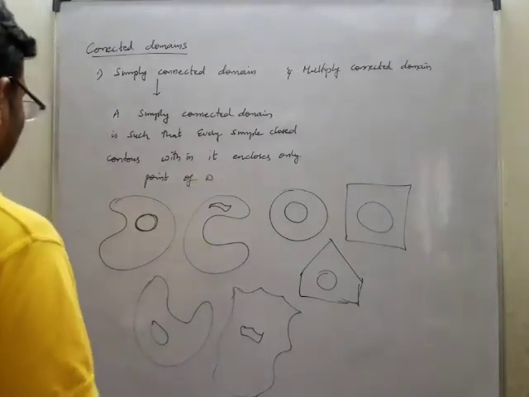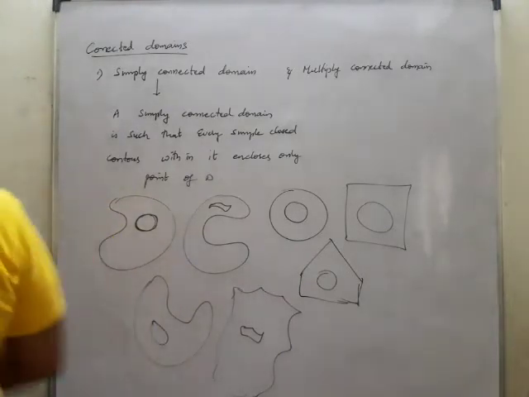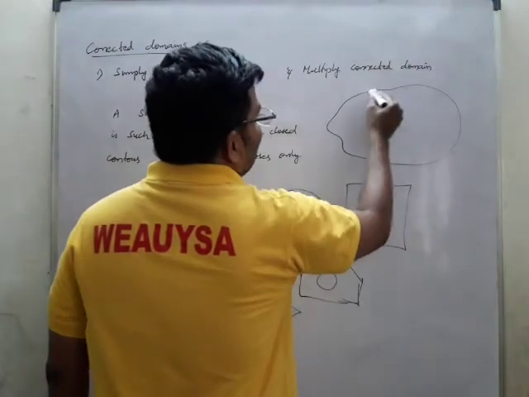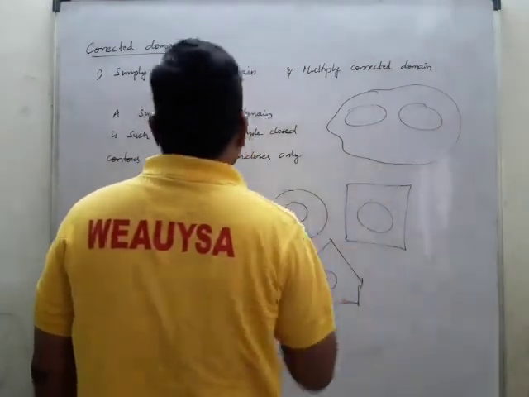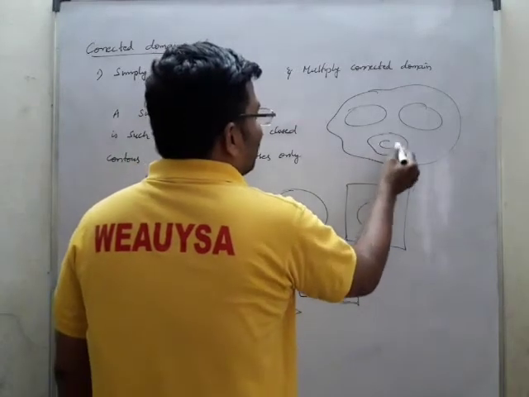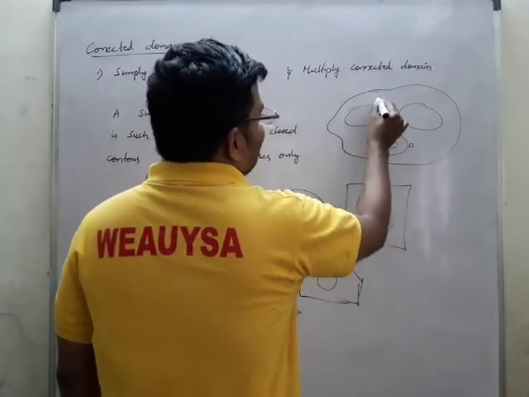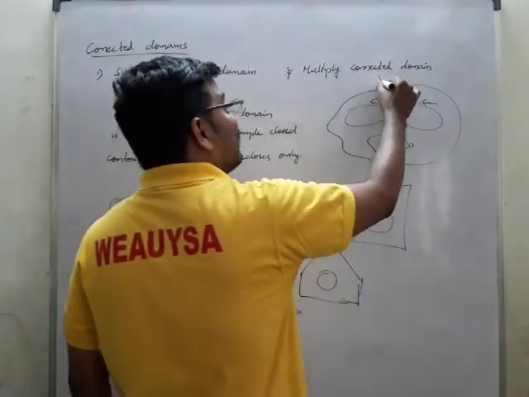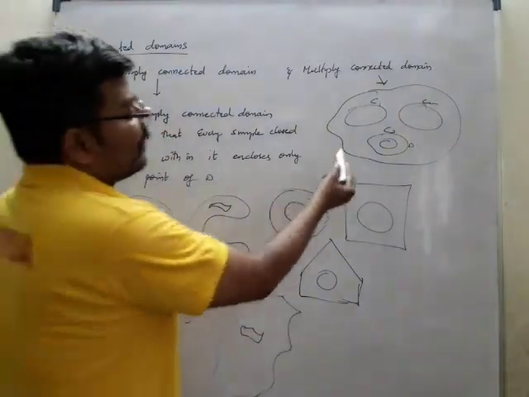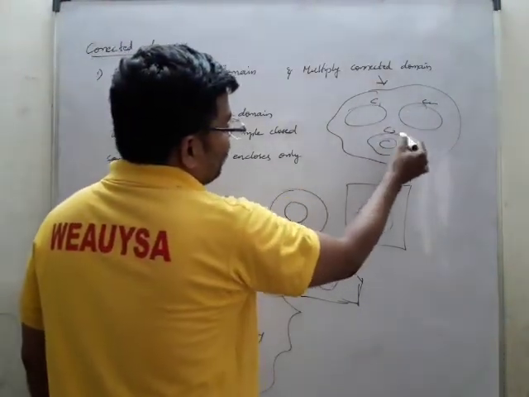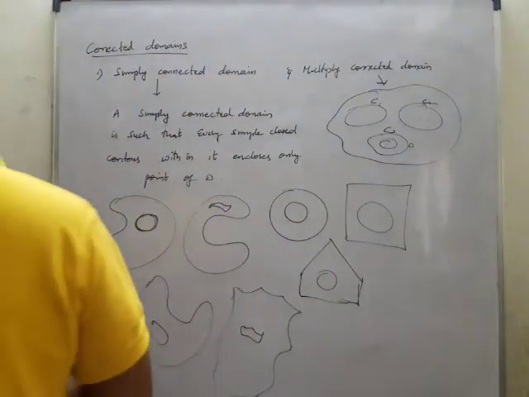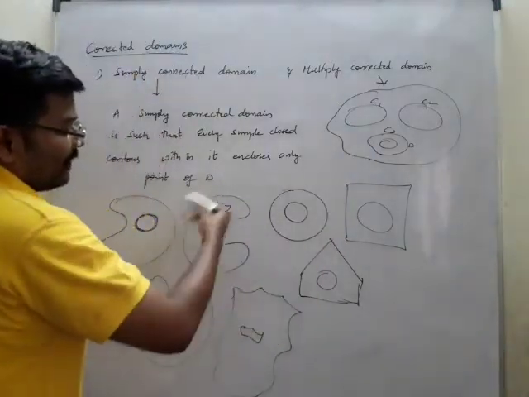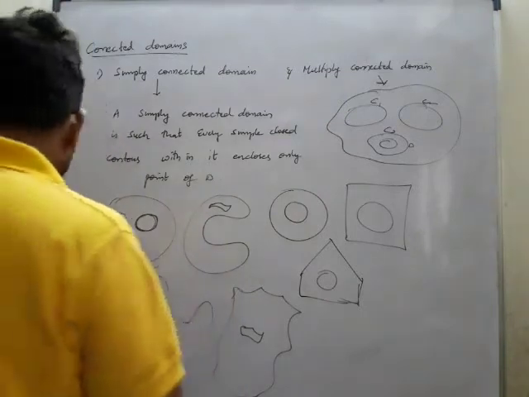So let us see how the multiply connected domain looks. What is a multiply connected domain? Let us suppose this is D. Now there will be one more diagram, and one more. This is D, and these are C1, C2, C3. These are nothing but a multiply connected domain. In this you can see many curves, 1, 2, 3, 4, like that. So this is a simply connected domain, and this is a multiply connected domain.